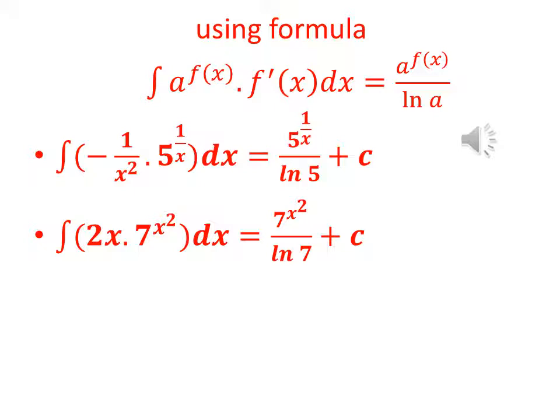So by the rule, it is equal to a power f of x over ln a. What's a? 5 power 1 over x. The answer is 5 power 1 over x over ln 5 plus c.